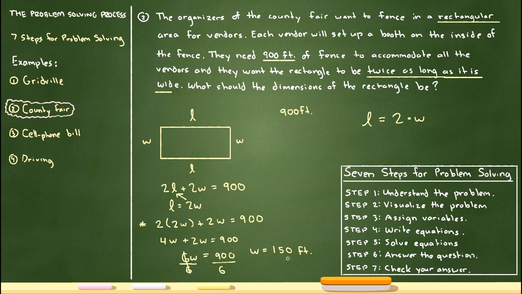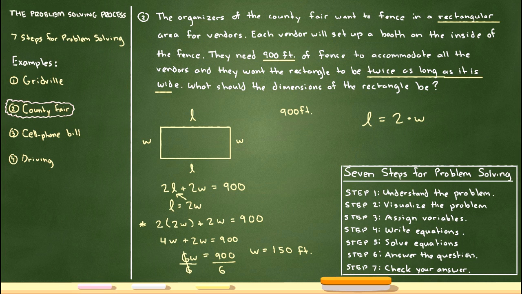So 150 feet. Now this, you want to be sure to not stop here. This is not actually the answer, right? This is just solving the equation. We know W is 150. And we could check that too. If the sides here were 150, 150, and then 300 and 300, that's a 900-foot perimeter, right? So we know the width is correct. We know that W is equal to 150.